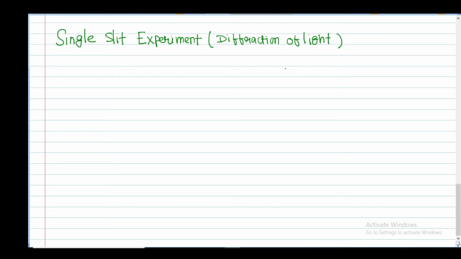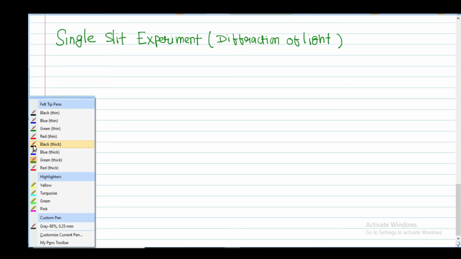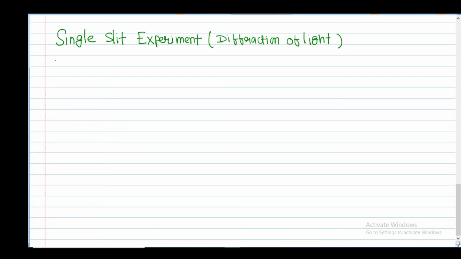In the single slit experiment, we will first see the experimental setup. While performing this experiment or any experiment, we need a certain arrangement. So, experimental setup. These are the components or apparatus that are required, and they are arranged in the following way.